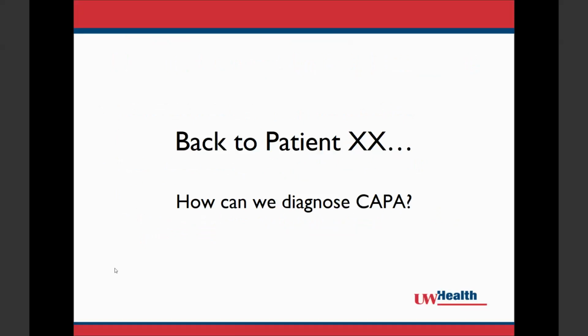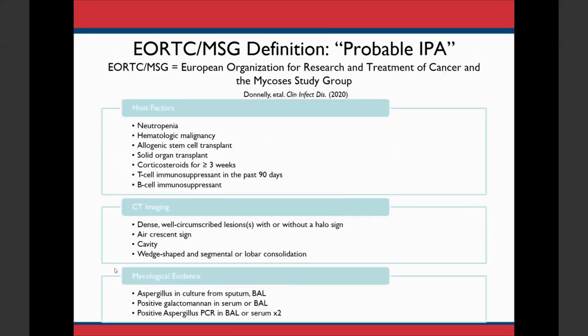So let's go back to our patient and think about how we could diagnose CAPA in patient XX. Looking at the EORTC diagnostic criteria, how does patient XX fit in here? Again, we established that he is not immunocompromised at baseline, so we can't really use any of the host factors. And CT imaging is not easily relied on. So really the only criteria here that he would satisfy is the mycological evidence.